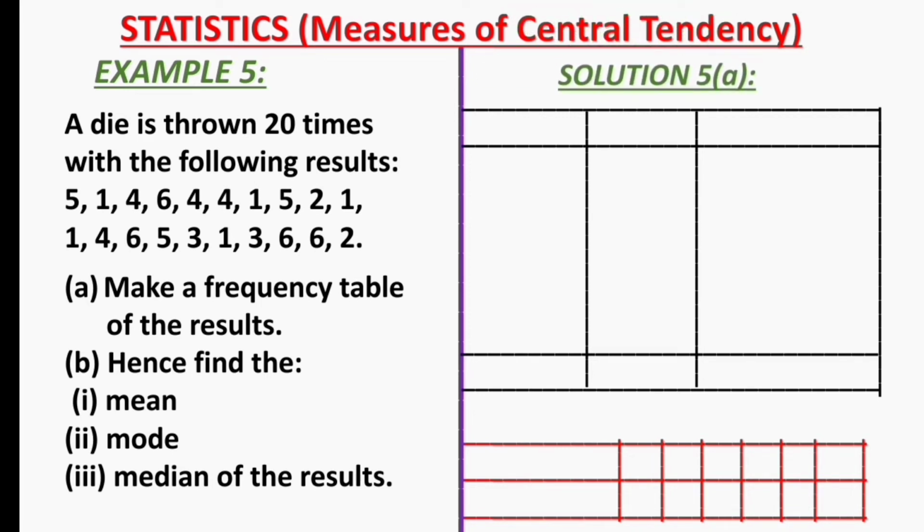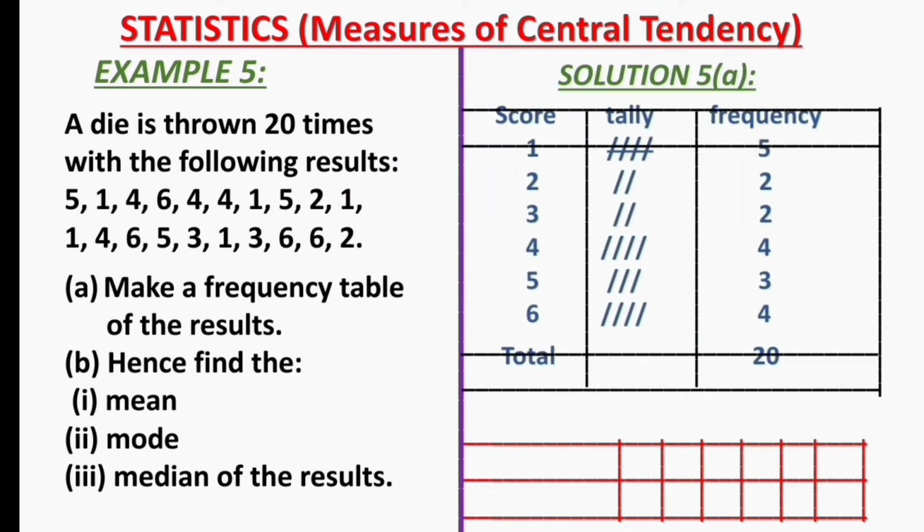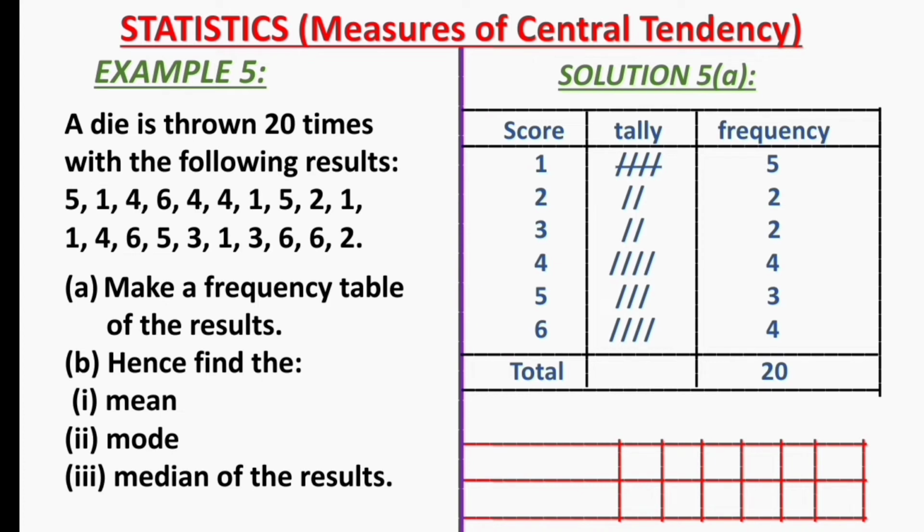For the solution to question 5A, let's make a frequency table of the results. From the working here, using a tally sheet, the scores are 1, 2, 3, 4, 5, and 6 in a die. From the tally sheet, for the score 1, we have 1 appearing 5 times. So the frequency for score 1 is 5. For score 2, we have 2 appearing twice. So the frequency for score 2 is 2. For score 3, we have 3 appearing twice again. So the frequency for score 3 is 2. For score 4, we have 4 appearing 4 times.